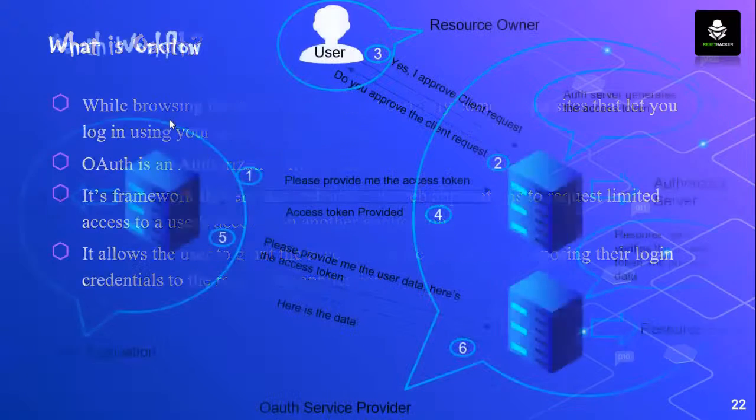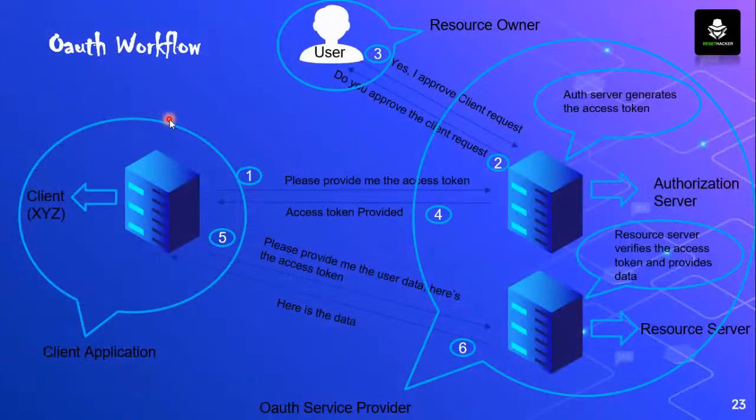how this OAuth works. So the OAuth workflow is basically simple. It will look like a messy thing, but if you listen to this, it is a much easier thing. In the OAuth workflow, there are three main things. There's a client application, there is a resource owner, and the third one is the OAuth service provider.